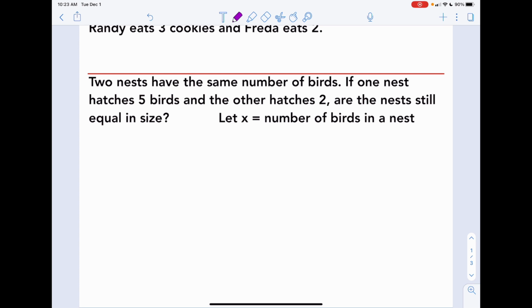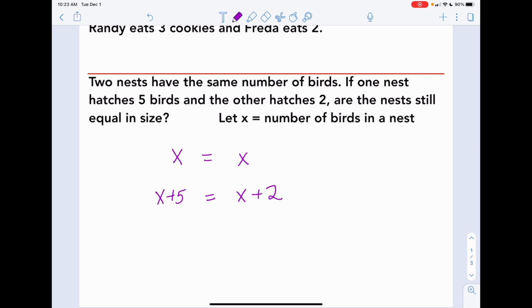Two nests have the same number of birds. If one nest hatches 5 birds and the other hatches 2, are the nests still equal in size? Let x equal the number of birds in a nest. So let's say that they have the same number, which is x, so x equals x. That's true, because all values of x will equal themselves. If one nest hatches 5, meaning there's 5 more birds than there used to be, and the other nest hatches 2, are the nests still equal in size?